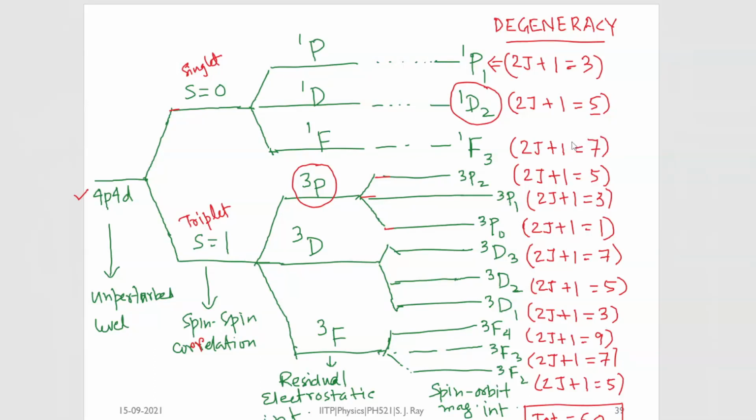What we see there is that from the unperturbed level, the 4p4d system, whenever any perturbation is effective in the system, whether it is spin correlation, residual electrostatic interaction, or spin orbit coupling, these energy levels get split. Multiple fine structure levels are generated, and a subtotal of 60 levels can be created here.